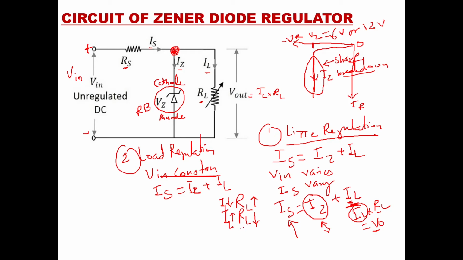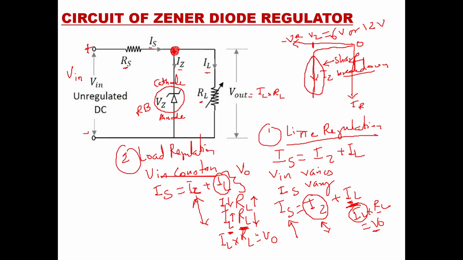Now, if there is a variation in the load, then IL will vary. To compensate this IL, IZ will adjust itself. That means the Zener current of the Zener diode in reverse bias condition will adjust itself, and it will see that as the load varies, IL also varies, and the product of them, IL into RL, that is V naught, remains constant. So IL into RL in any condition should remain constant.